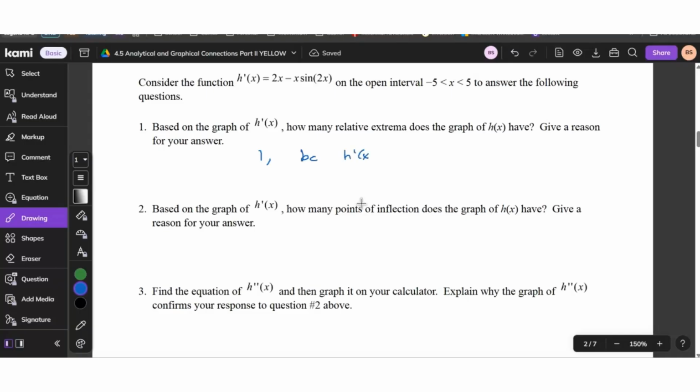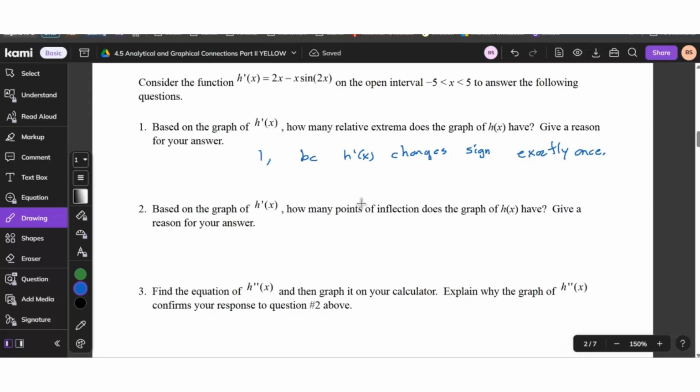Because h prime of x changes sign. That's a better way to say it. Changes sign exactly once. That makes sense to everybody? Pertus? You good? All right.